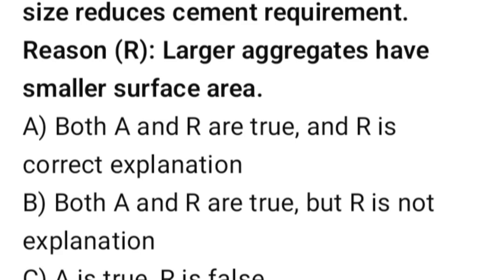Next question. Assertion A: Increase in aggregate size reduces cement requirement. Reason: Larger aggregates have smaller surface area. Which statement is correct? Option A: Both A and R are true and R is the correct explanation. Option B: Both A and R are true but R is not the explanation. Option C: A is true, R is false. Option D: A is false and R is true. So the right answer is option number A. Both A and R are true and R is the correct explanation.